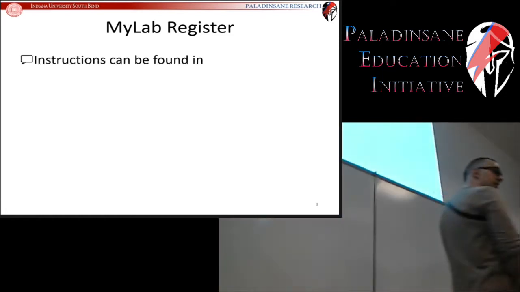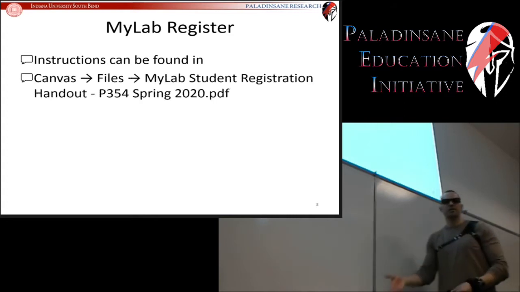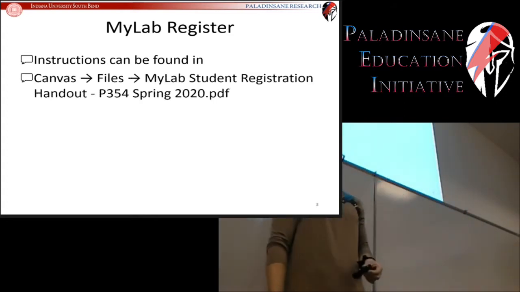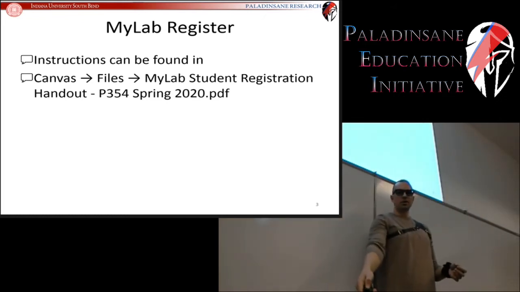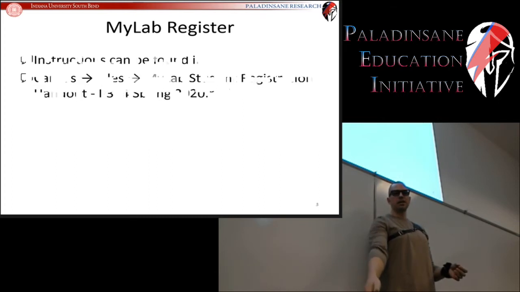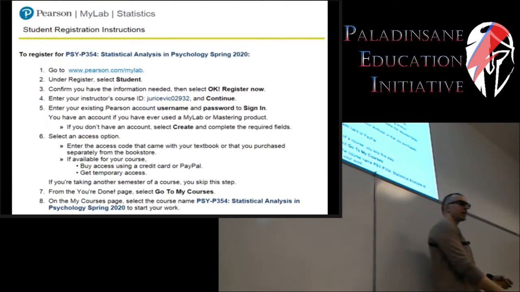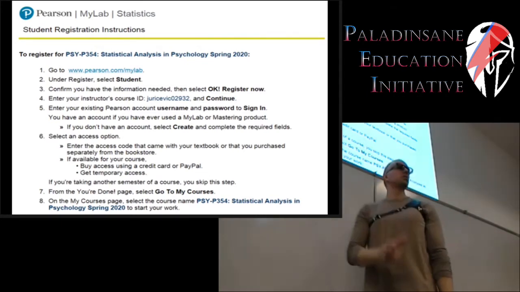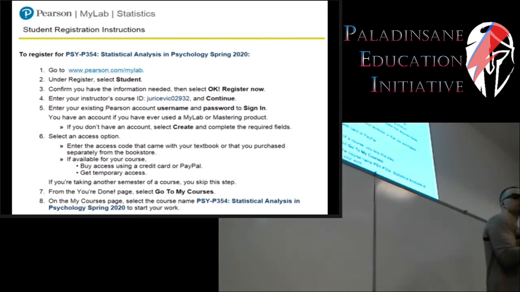So for the MyLab registration, the instructions are actually in Canvas right now, so you can find them in the Canvas files, MyLab student registration handout, and that's where you can just cut and paste a lot of the numbers and codes that you might need. But what you're looking for is that information right there. So go to www.pearson.com/MyLab. That link is also in the modules, so you can access that link through Canvas, through the modules as well.